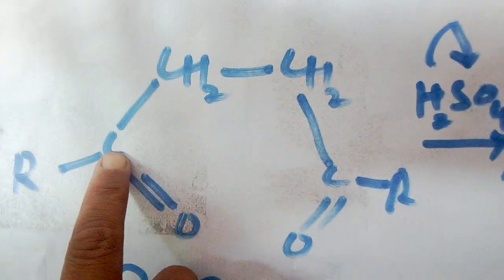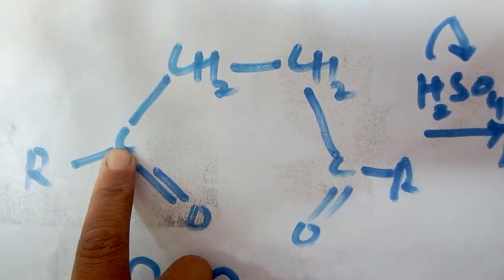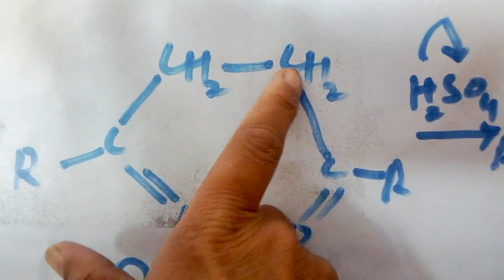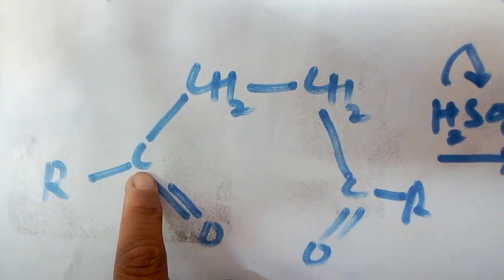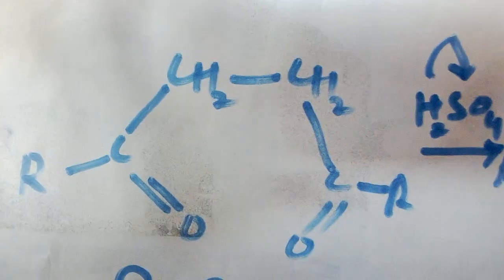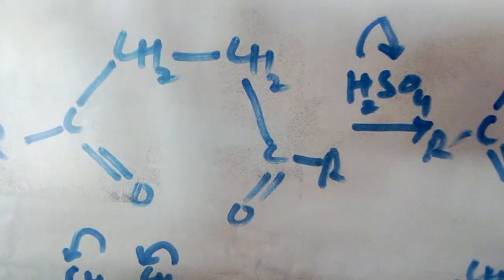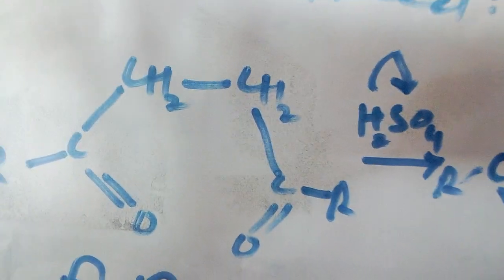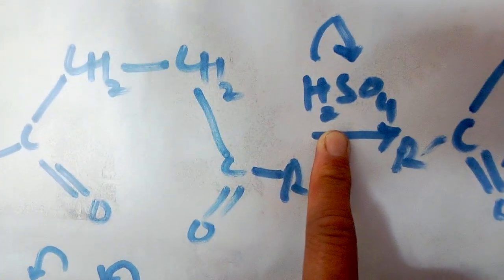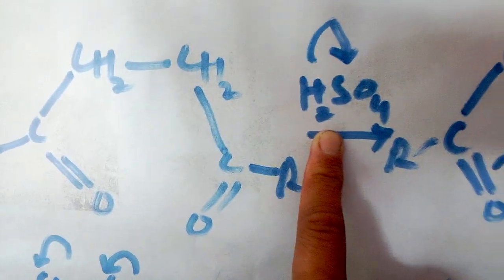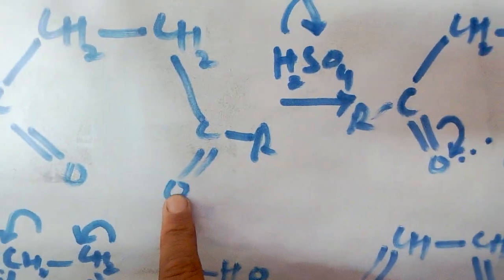1,4-dicarbonyl compound. You can see one carbonyl group should be at position 1. So this is carbon 1, 2, 3 and 4. So the carbonyls are at position 1 and 4. So this is a 1,4-dicarbonyl compound. First of all, we will undergo the cyclization of the 1,4-dicarbonyl compound. Sulfuric acid will be acting as a catalyst. So sulfuric acid will provide a proton to the carbonyl oxygen.